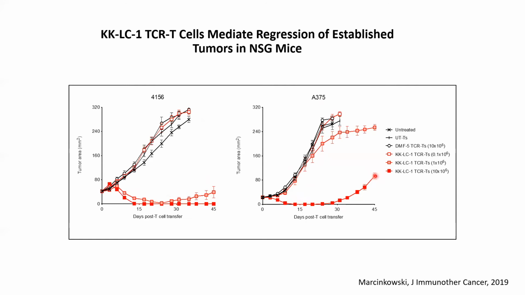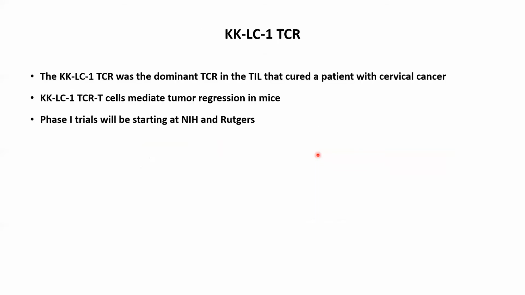And when you look, the A375 cell line has heterogeneous expression of KKLC1, whereas the 4156 cell line has uniform expression. But based on these data and others, we're now moving this to a phase 1 clinical trial.